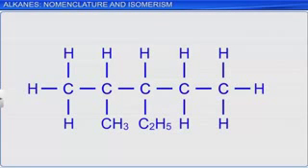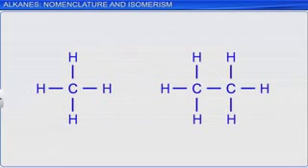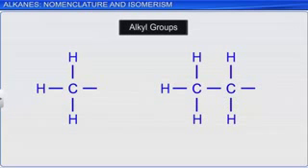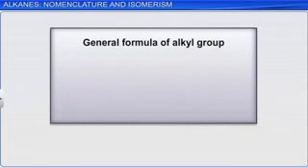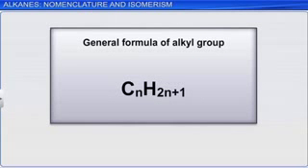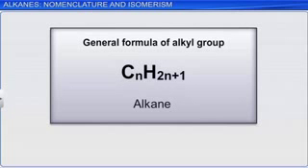We come across many groups like CH3, C2H5 attached to carbon atoms. These groups are derived by removing one hydrogen atom from alkanes and are known as alkyl groups. Their general formula is CnH2n+1. The name of the alkyl group is derived from the name of the parent alkane by replacing the suffix "ane" of alkane with "yl".